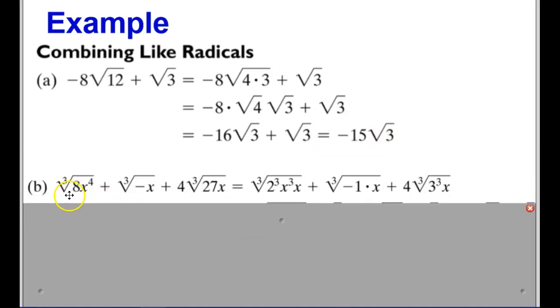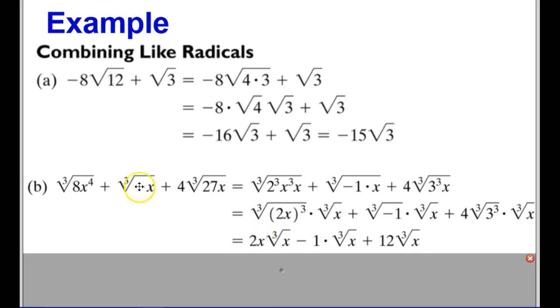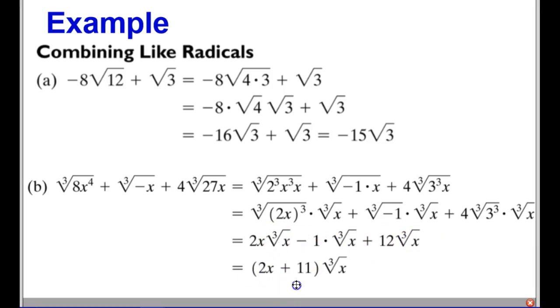So here's my next example. I have my 8x to the 4th plus a negative x plus 27x, and all of those are the cube root. So I go ahead and break each one down individually as much as I can into my chunks of 3. Then I can simplify and pull out things. So in this first one, I know that 2 is the cube root of 8, and x is one part of the cube root of x to the 4th with that x still inside. I can pull out that negative 1, and I know that I can simplify this last term as well. So now that they all are written in cube root of x, I can just combine them and end up with my final solution there.